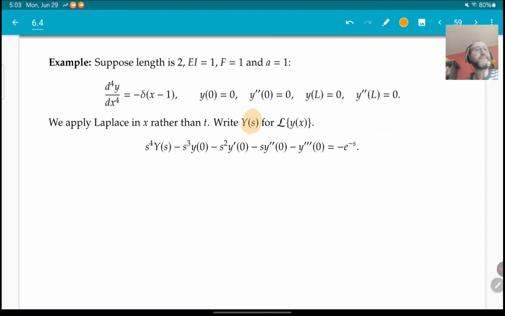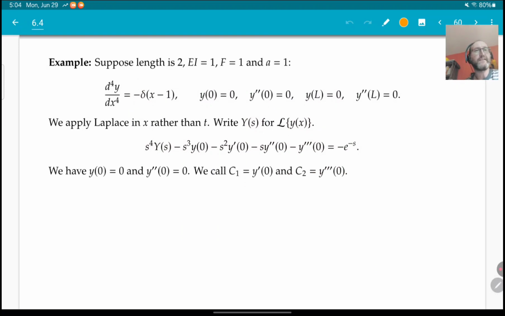So write capital Y as usual for the Laplace transform of little y. And we get just the fourth order derivative, so we get this annoying expression. And then we have a 1, so I have e to the minus s, 1 times s, and there's the minus sign, so we get minus e to the minus s.